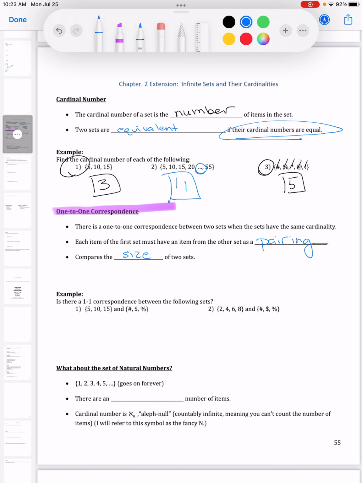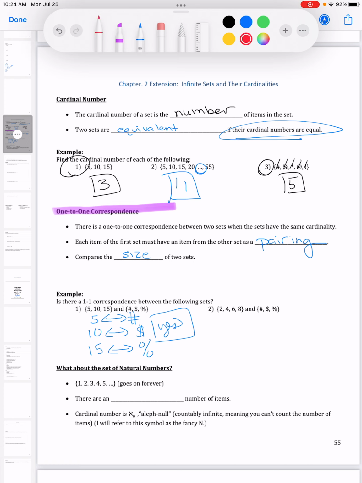We'll do some that aren't as abstract down here. So I will pair 5 to the number symbol, 10 to the dollar symbol, and 15 to the percent symbol. You do not have to go in order, but we're going to get to some that are a little trickier, and it's just a lot easier to go in order. There's nothing saying you have to, but it's going to make our lives a lot easier if you do. So I would encourage you to go in order. So these guys do have a one-to-one correspondence because every number can go with a symbol.